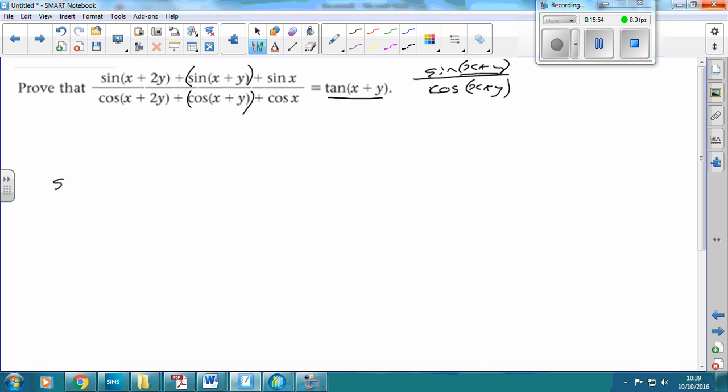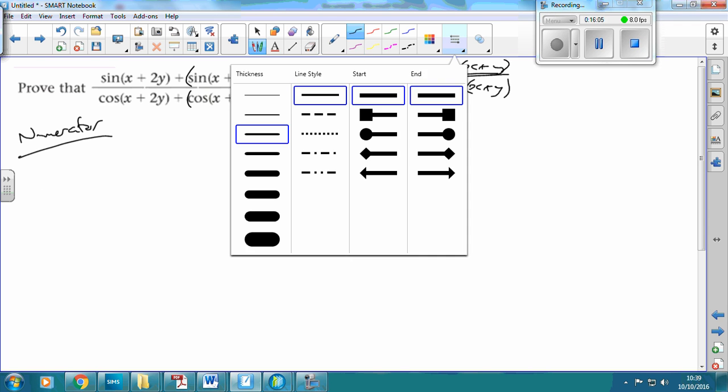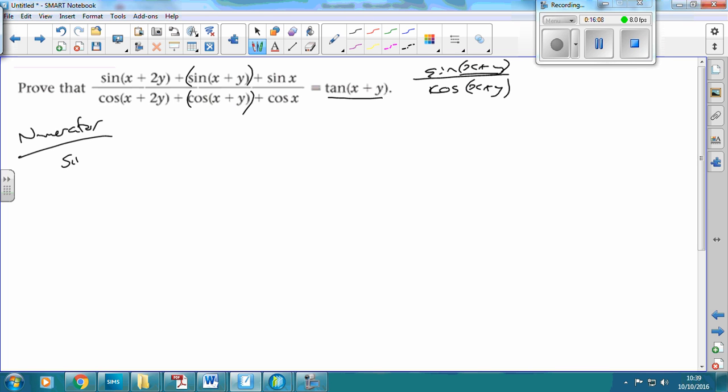So I'm going to get that to one side, so let's get rid of this. Numerator. So sine of x plus y plus sine of x plus 2y plus sine x. And what we could do is use a factor formula and say that this thing here is p, this thing here is q. So we've got sine of p plus sine of q.